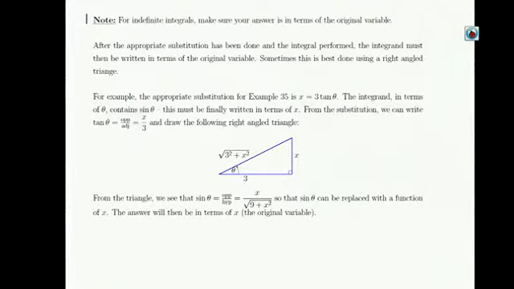Okay, so we haven't looked at this page yet, but this page is basically saying don't forget to turn your answer in terms of theta back to an answer in terms of x. And you can do that by using a right-angled triangle or by using the identities again. And that's what this page says, but I think it's much easier just to do it. So we're just going to do it in some examples.